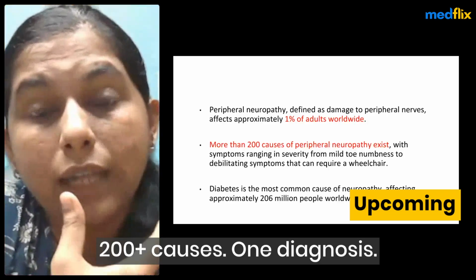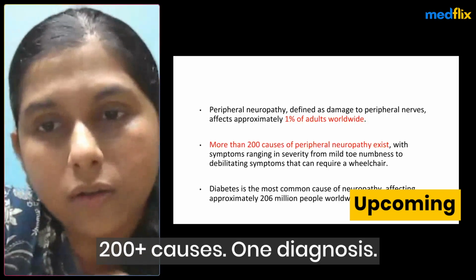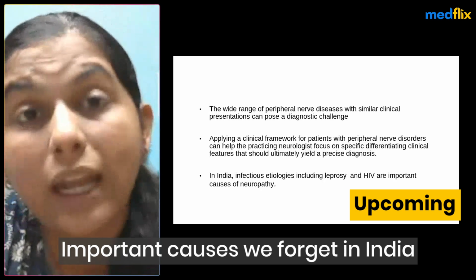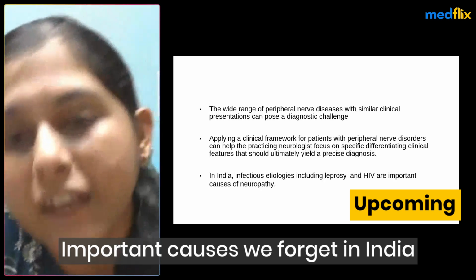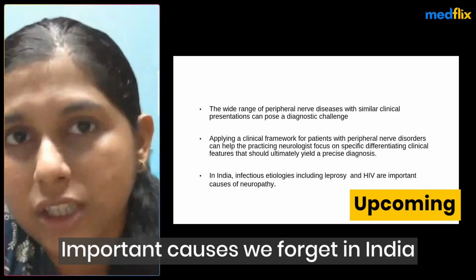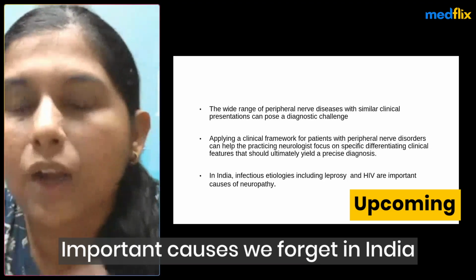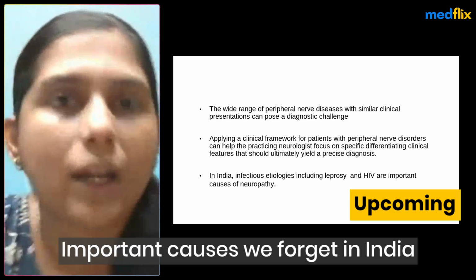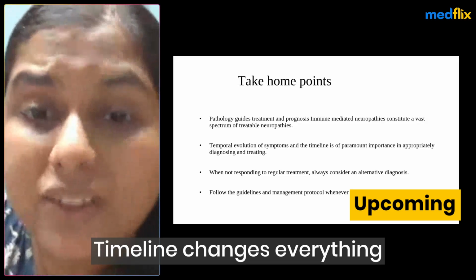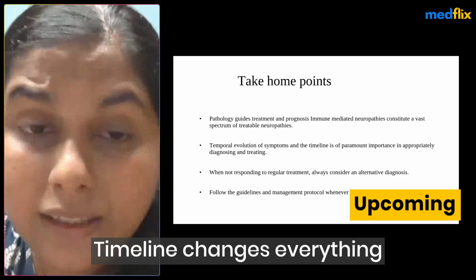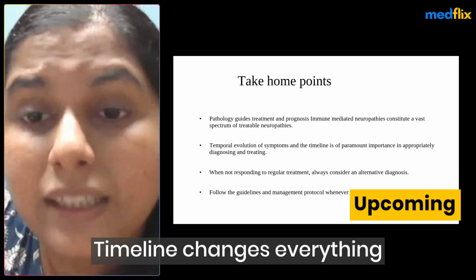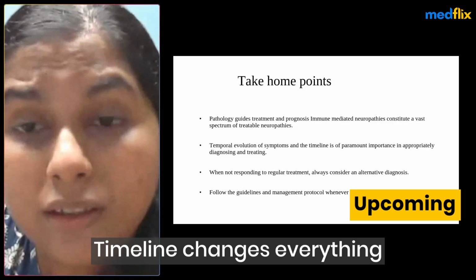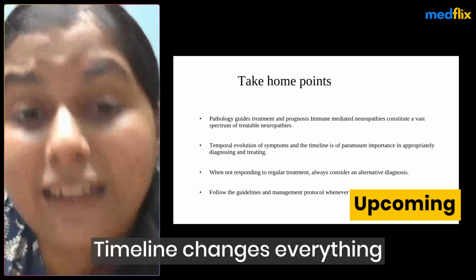And there are more than 200 causes for peripheral neuropathy. One thing we should never ever forget, and in India, infectious etiologies like leprosy and HIV are common causes, relatively common causes of neuropathy that one must never forget during the evaluation workup. Pathology guides treatment and prognosis in immune mediated neuropathies. Temporal evolution of symptoms and the timeline is of paramount importance in appropriately diagnosing and treating.